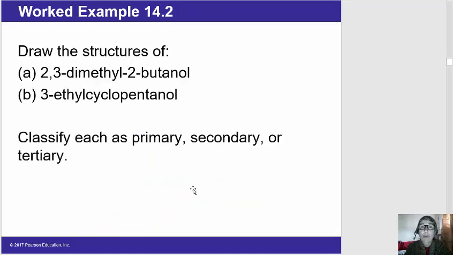Let's look at worked example 14.2, and it tells us to draw the structures. So let's just draw the line structures of 2,3-dimethyl-2-butanol and 3-ethylcyclopentanol, and then classify each as primary, secondary, or tertiary. So go ahead and pause the video.